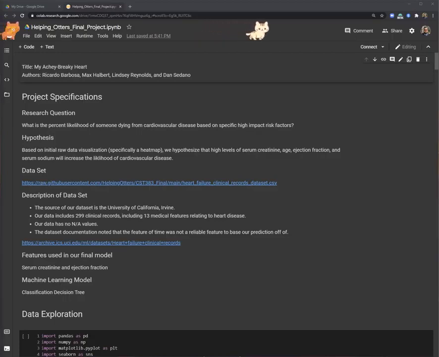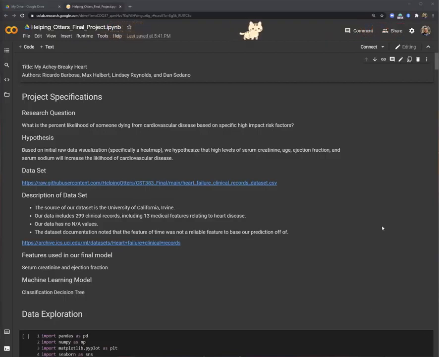Our research question is, what is the percent likelihood of someone dying from cardiovascular disease based on specific high impact risk factors? The source of our data set was the University of Irvine. Our data includes 299 clinical records, including 13 medical features relating to heart disease. This data set has no NA values, and we did not need to do any feature engineering. The data set documentation suggests dropping time from our table because it is not relevant to our project.